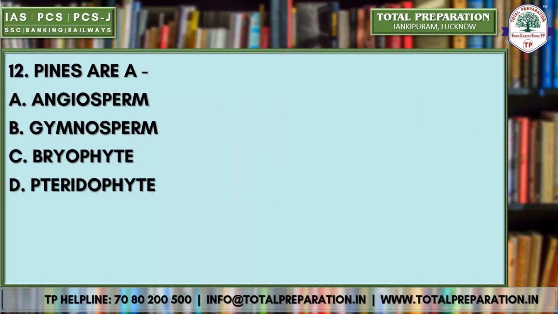The next question is, pines are option A, an angiosperm, option B, a gymnosperm, option C, a bryophyte, option D, a pteridophyte. The correct answer to this question is gymnosperm, which is option B.